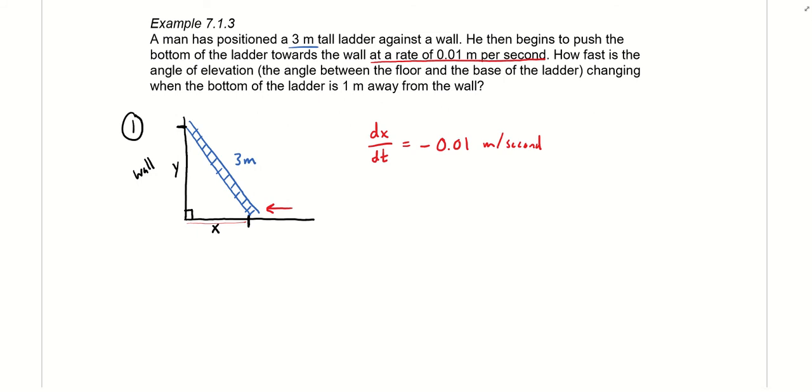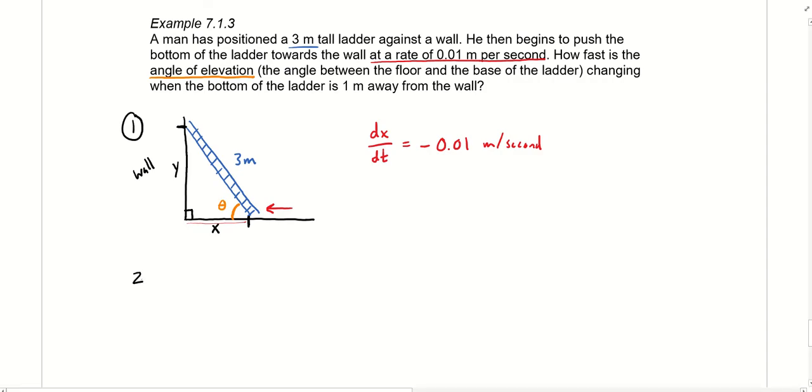Now there's one last thing I want to write in here. We don't have a quantity for it yet, but I want to write in this angle of elevation. I want to show what this is in this drawing. So the angle of elevation is the angle between the floor and the base of the ladder. In other words, it is this little angle here. I'm going to call that theta. So this looks like everything I know.